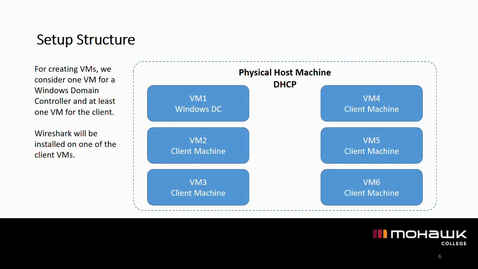The Windows Domain Controller virtual machine serves as the central authentication and authorization server within our network. It manages user accounts and security policies and provides services like DNS and DHCP. The DHCP role on this virtual machine is responsible for assigning IP addresses and other network configuration information to client virtual machines. All these tasks are executed in a central manner.